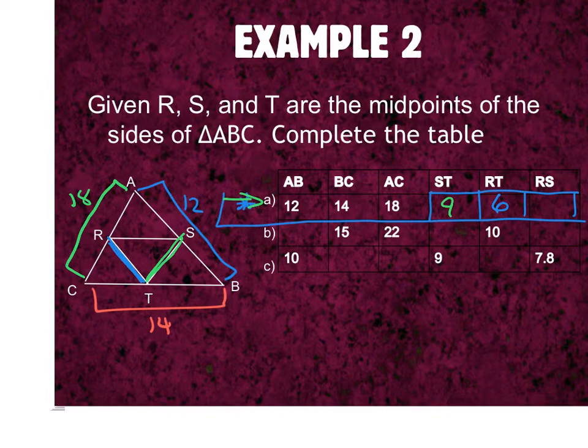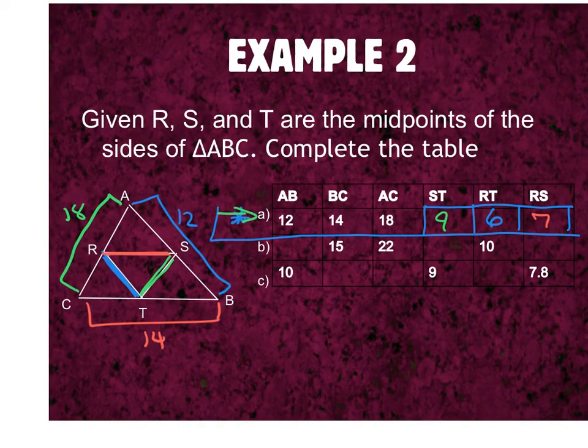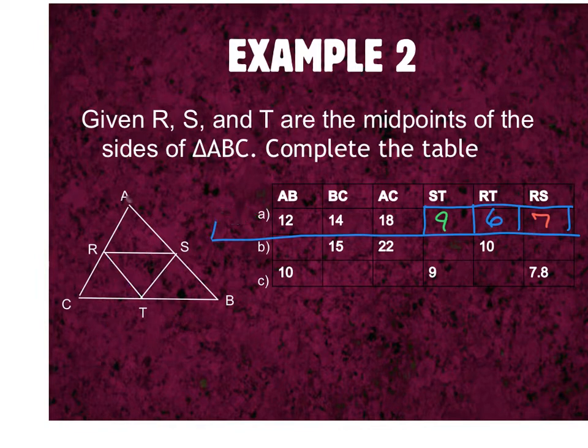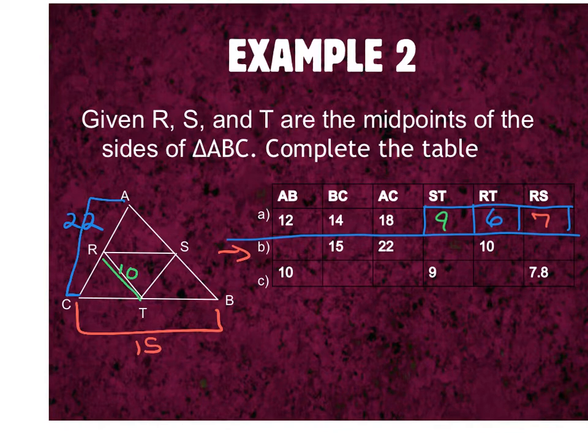Let's go look for RS. RS is parallel to BC. BC is 14. Divide 14 by 2, and it's 7. Let's go ahead and erase because we're going to change the numbers in the figure. Get rid of those. So now I'm going to work on row B. B tells me that BC, this one right here, is 15, and AC is 22. Now this time, they're giving me the length of RT, and they told me it was 10.